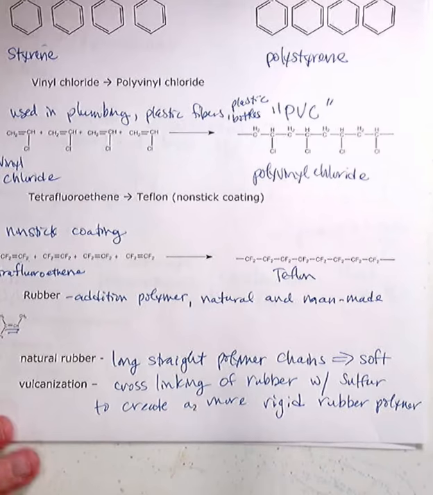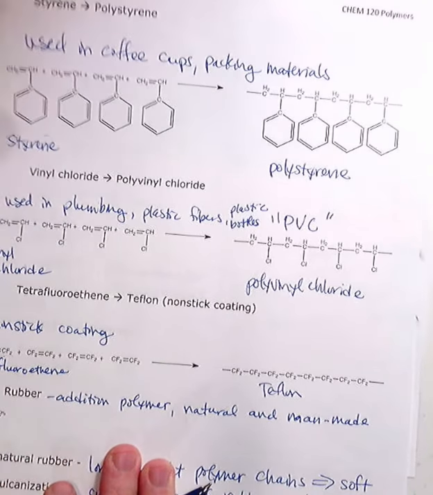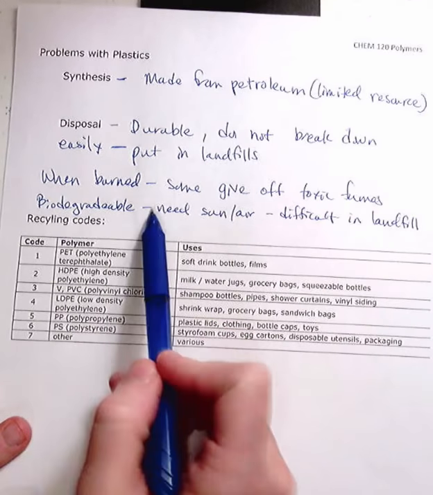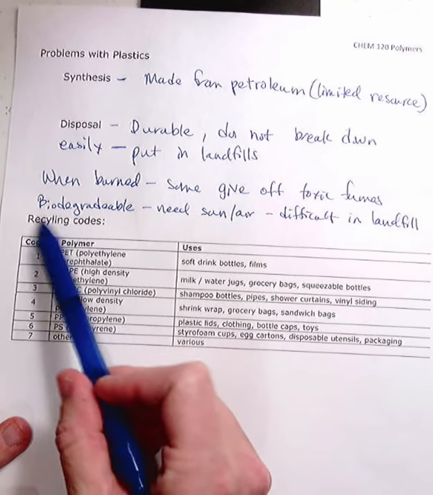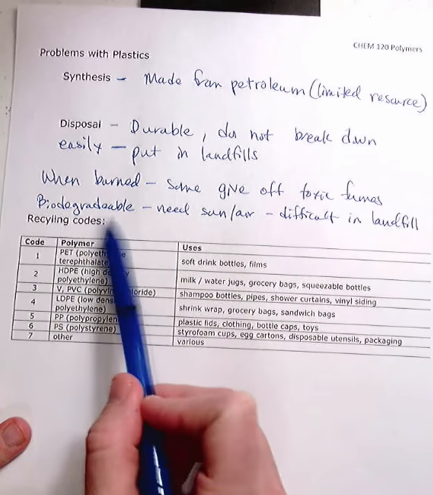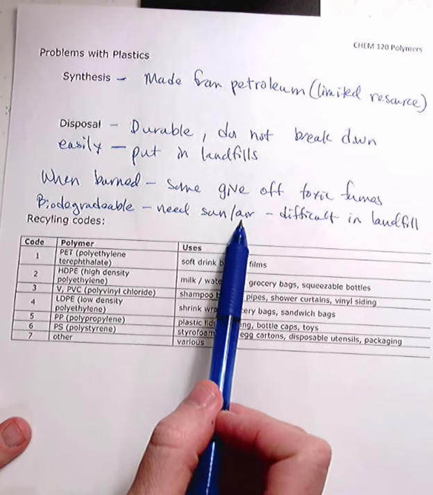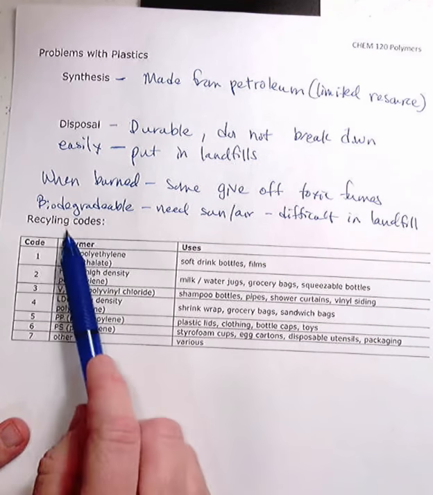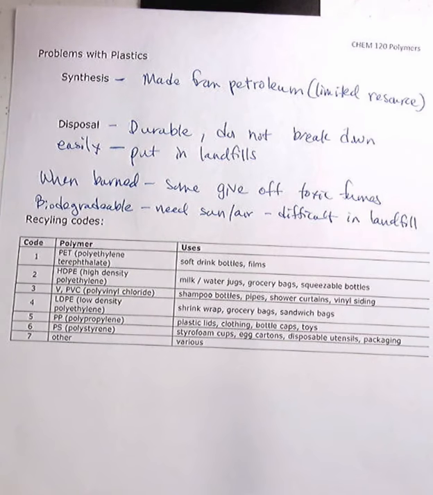There are many, many downsides to disposal of plastics. We talked about them. They don't break down easily. Most of them are put in landfills. When burned, they give off toxic fumes. Some are now being made biodegradable, but that has even a downside because they need lots of sun and air, and it's difficult to achieve that in the landfill. Which brings us to recycling, which we just finished talking about. And plastics are made from petroleum, which is a limited resource. So that's something to think about.